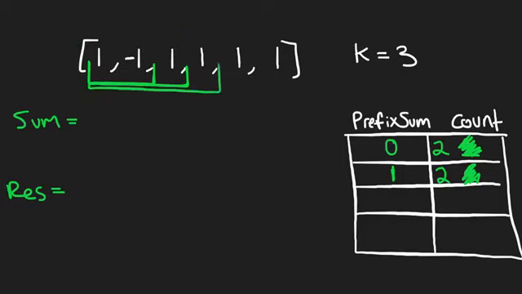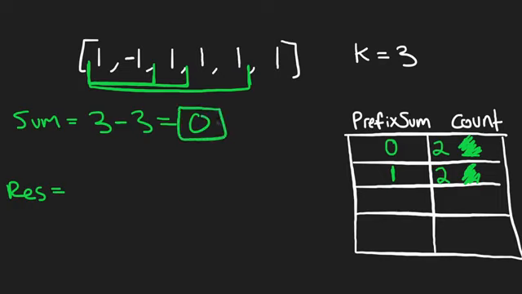So at the next iteration, now we have a sum of 2. 2 minus k is going to be -1. Do we have a -1 in our prefix? Not just yet. So let's continue. And now we add the 5th element. So now we have a sum of 3, right? So we're going to take 3 minus k, which is also 3, right? And we're going to get 0.